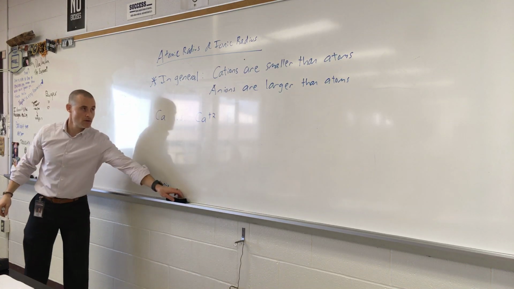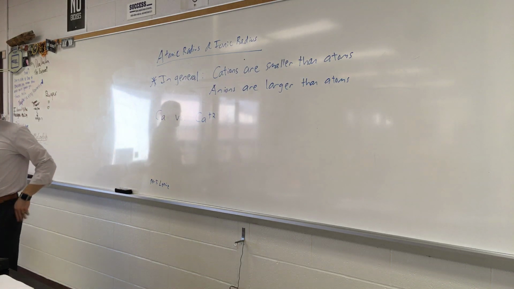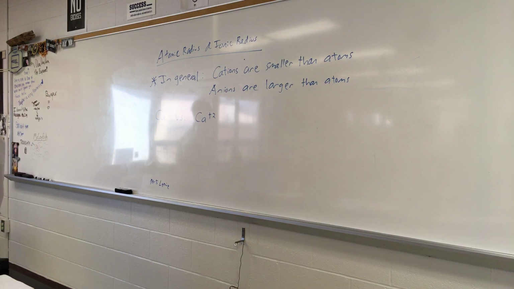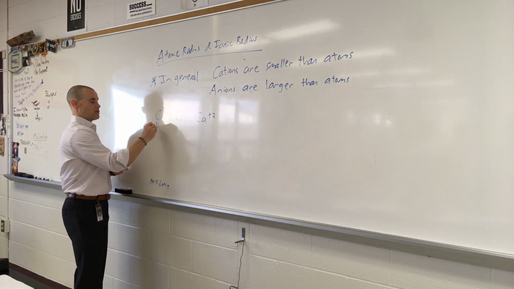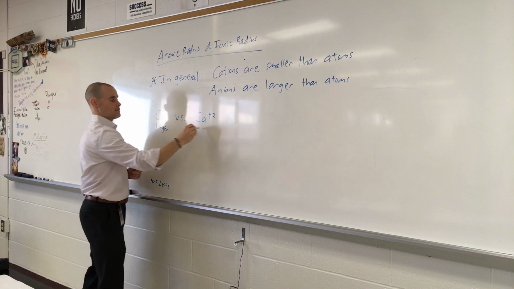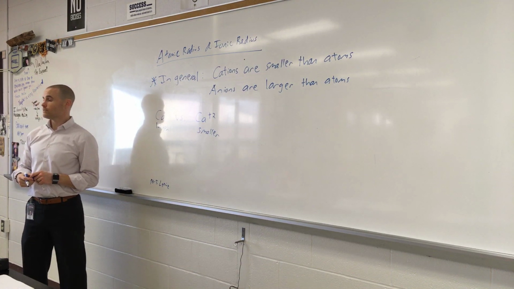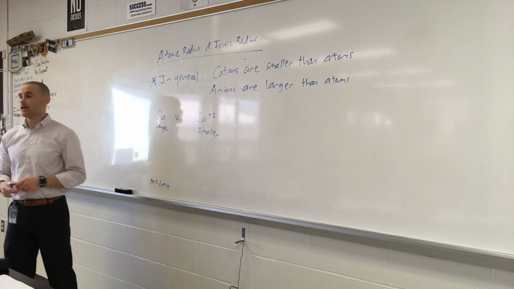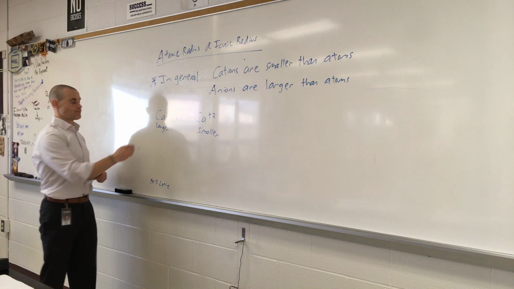Okay, so what do you guys think? Ca or Ca plus 2? Who's larger? Who's smaller? Ca is going to be larger, so this one has the larger radius. This is smaller, because Ca plus 2 has lost 2 electrons. Here's how you can prove that. What's the electron configuration of Ca?